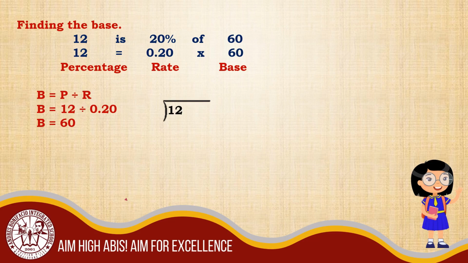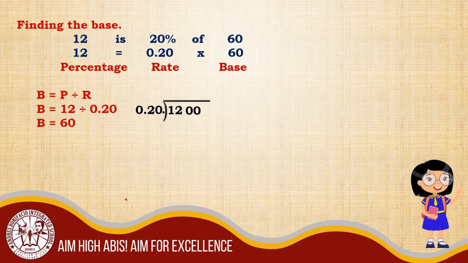Divide. 12 divided by 20 hundredths. Ilipat natin ang decimal point na nasa divisor papunta sa kanan para maging whole number. Kung ilan ang lipat ng decimal point papunta sa kanan, ganun din ang ilalagay na bilang ng 0 sa dividend. So mayroon tayong dalawang lipat, kaya may dadagdag din tayo ng dalawang 0 sa dividend. Ngayon, pwede na tayo mag-divide ng parehong whole number.